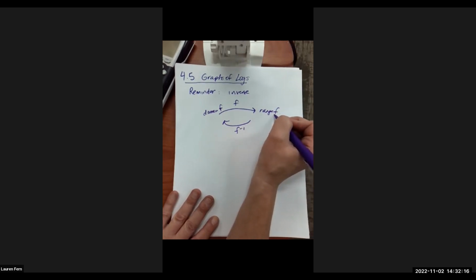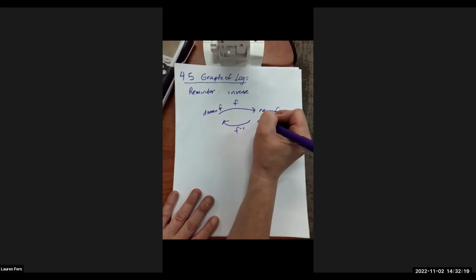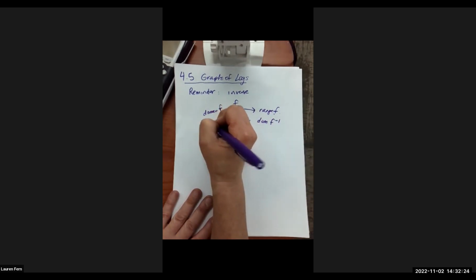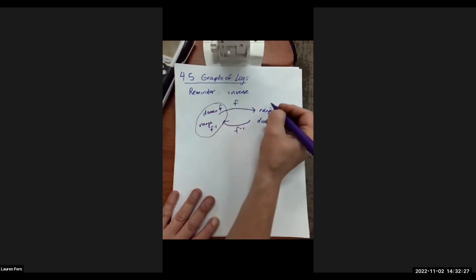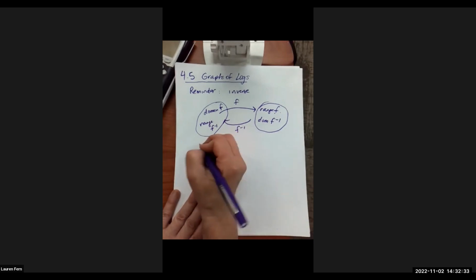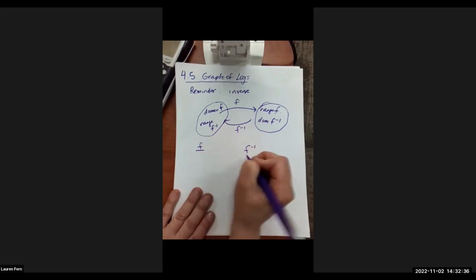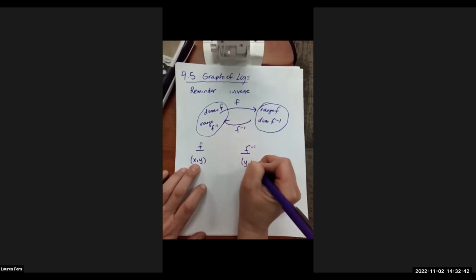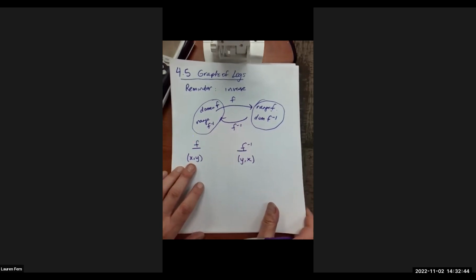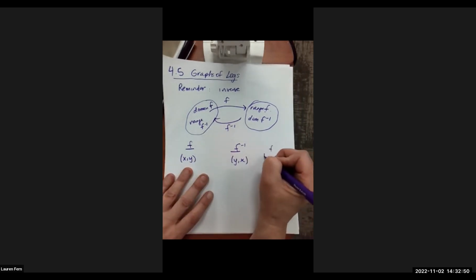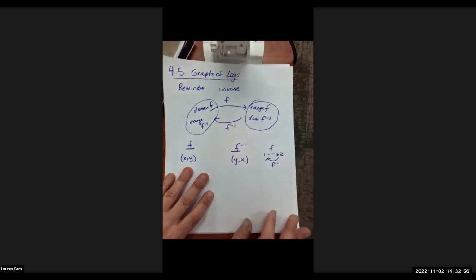But notice our outputs of our function become our inputs of our inverse. So this is precisely the domain of the inverse. And this is precisely the range of the inverse. We saw that with a function and its inverse, if x, y is an ordered pair with my function, then y, x is the corresponding ordered pair for my inverse. Like if my function takes 1 to 2, then my inverse is going to take 2 back to 1.